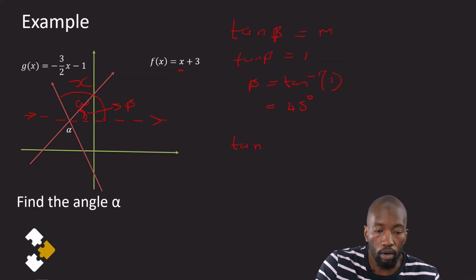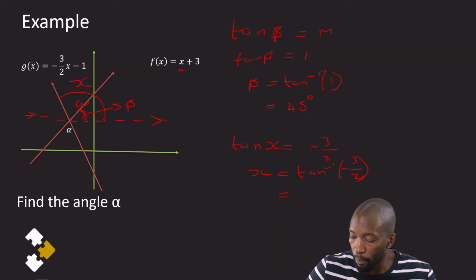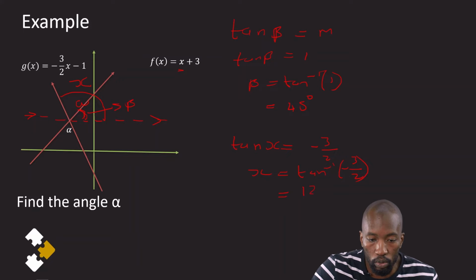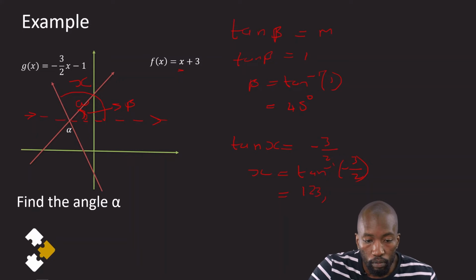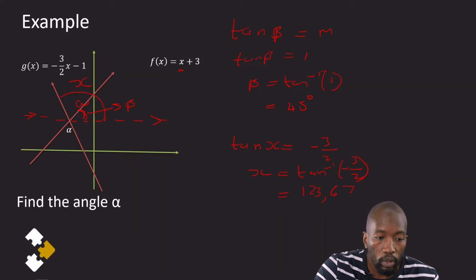Now tan of x is equal to the gradient, which is minus 3 over 2. Then x would just be equal to shift tan of minus 3 over 2. Then we can easily find tan on our calculators. Let's quickly do that. And I found my tan to be 123,67. Now we don't want that whole angle, we just want alpha, which is here.